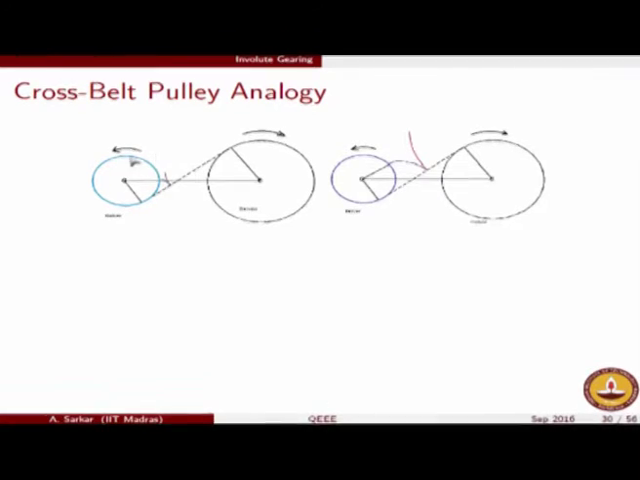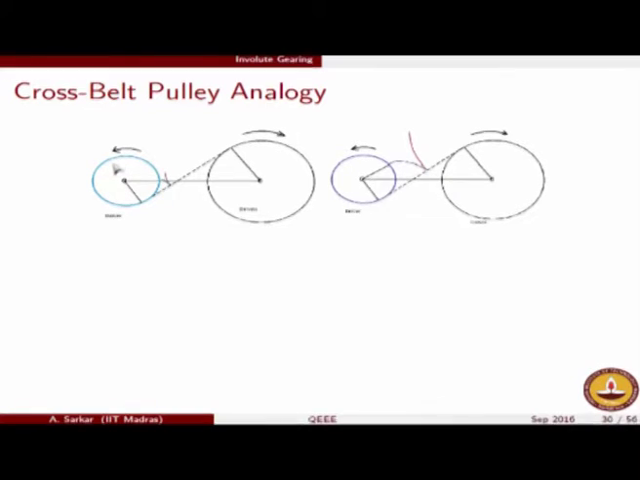But for an observer who is seated on this pulley itself, it will simply appear that the string is being unwound by some mechanism, right. That observer who is seated on the pulley itself will not realize that the pulley is rotating. For him the pulley is fixed, it is just that the string is getting unwound. So that by definition is an involute tooth profile.